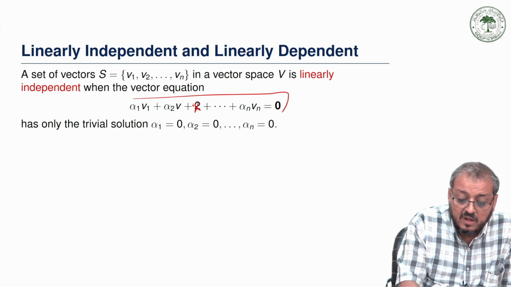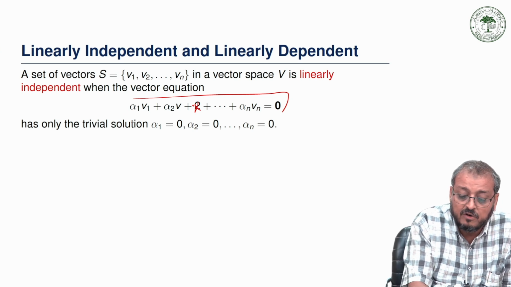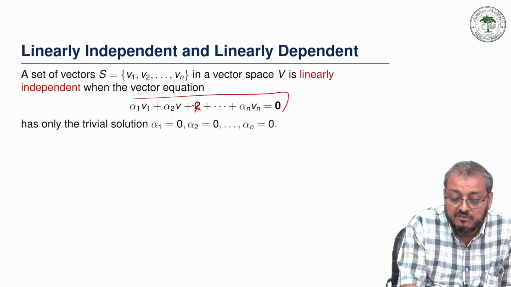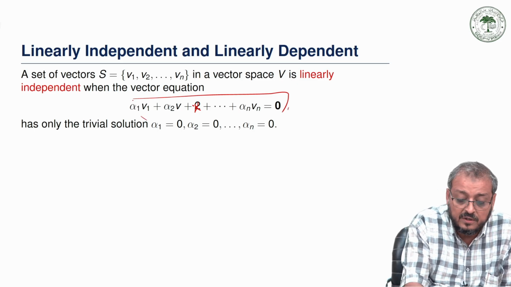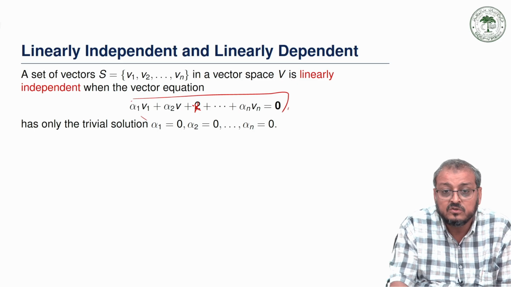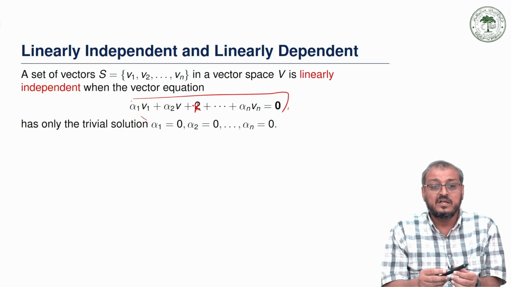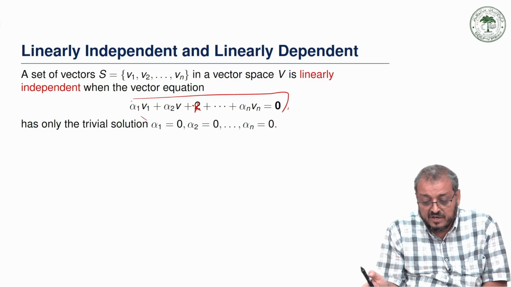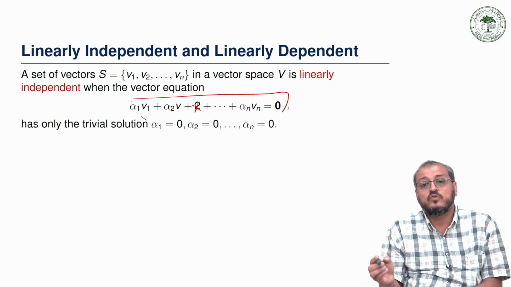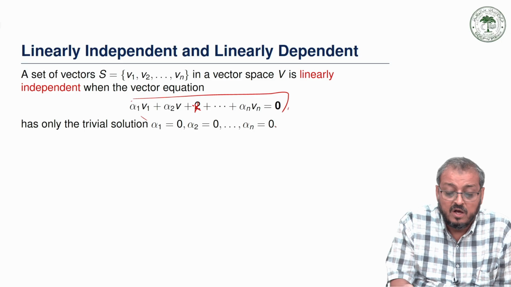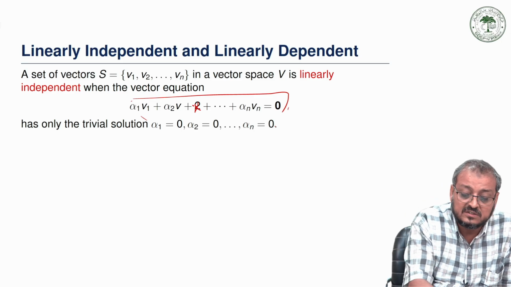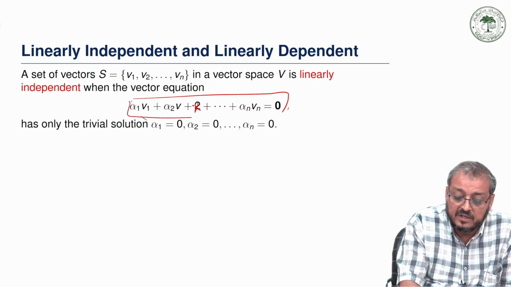We can write this in the form alpha 1 v1 plus alpha 2 v2 and so on up to alpha n vn is equal to the 0 vector. This means the only solution is the trivial solution, when alpha 1, alpha 2, and so on up to alpha n are equal to 0. So in this case we can say that the only possibility is linear independence.